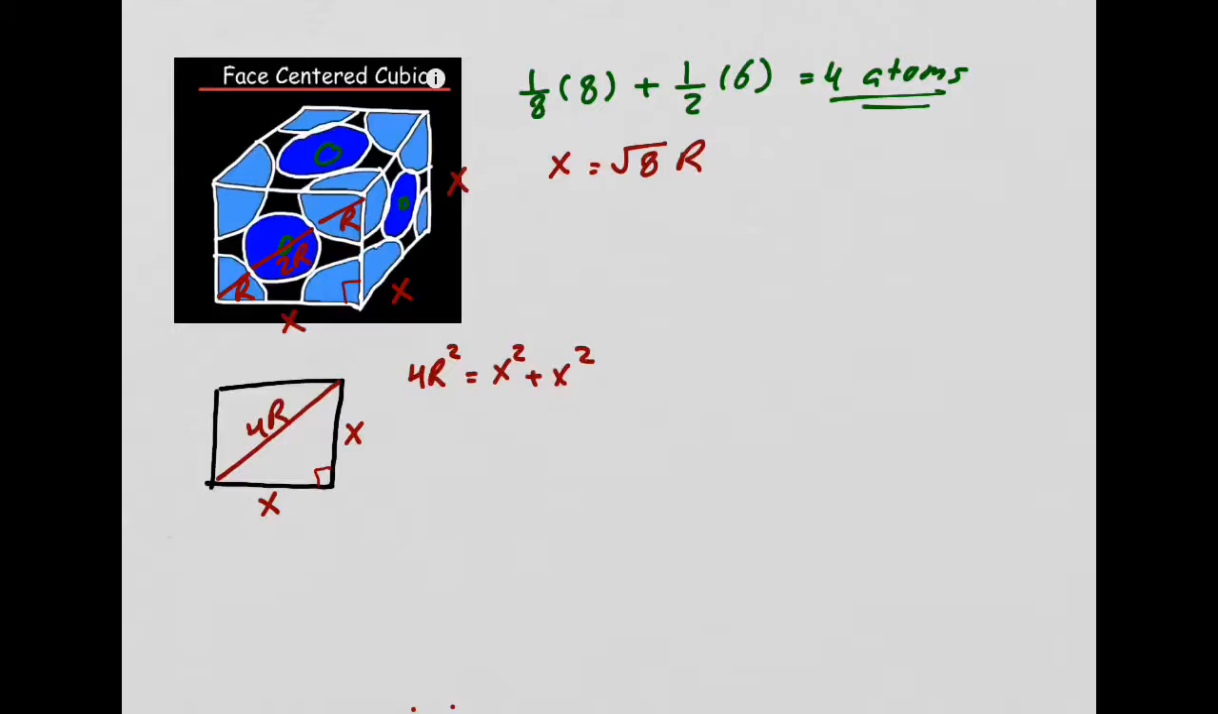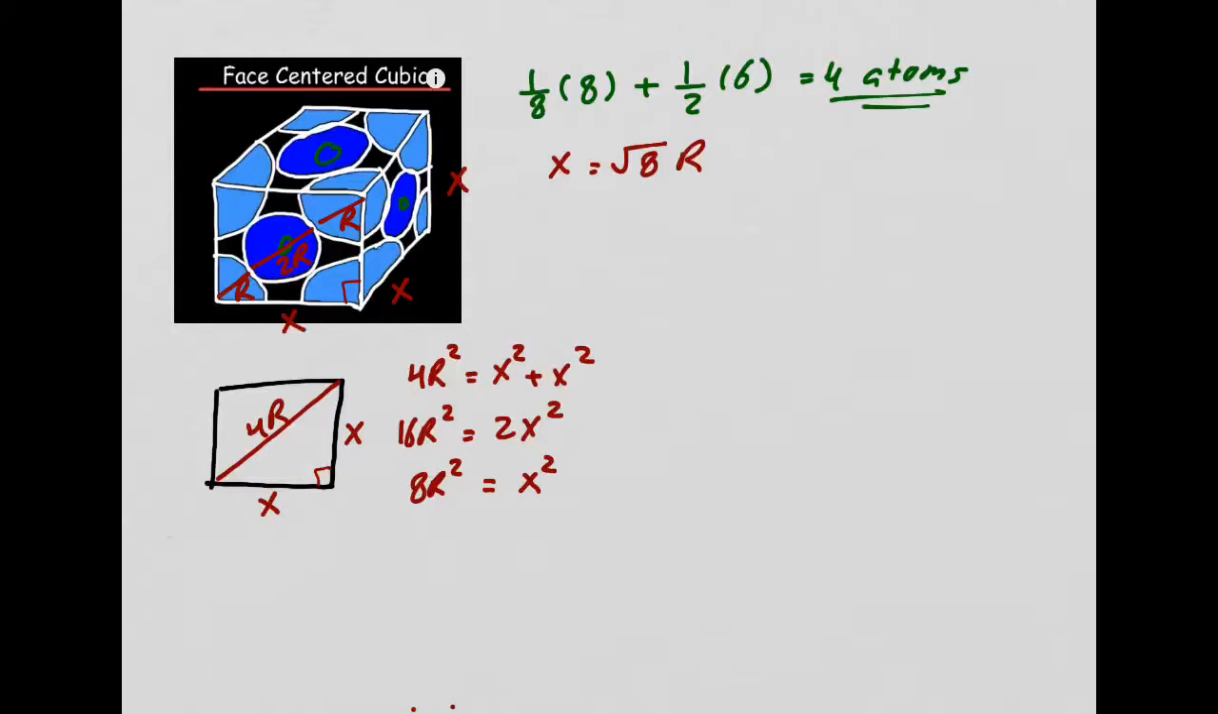Now, 4r squared, that would be what? That would be 16r squared, and then 1x squared plus 1x squared would be 2x squared. Okay, you guys following me so far? That's not bad so far. Now, what am I going to do? I'm going to divide this by 2. If I divide this by 2, I get 8r squared equals x squared.